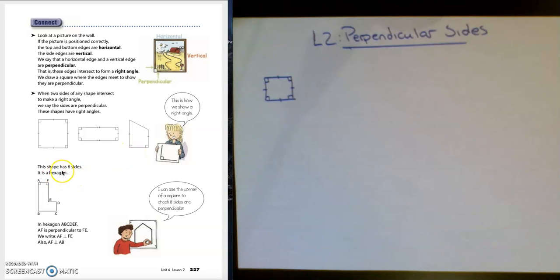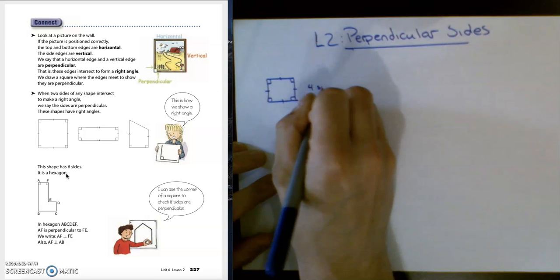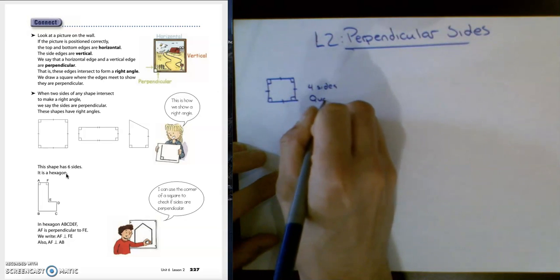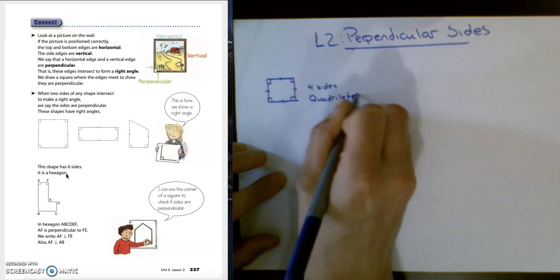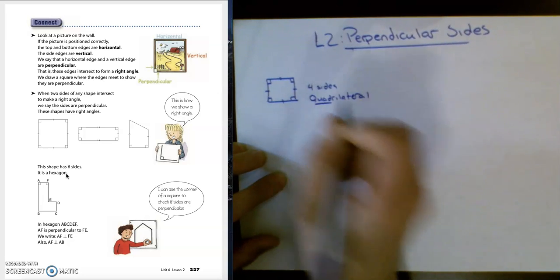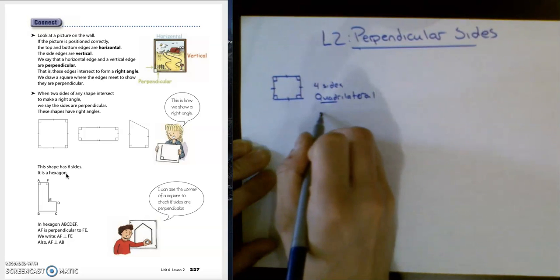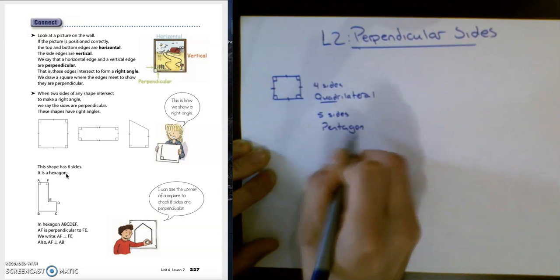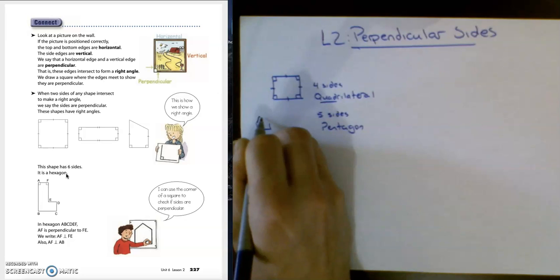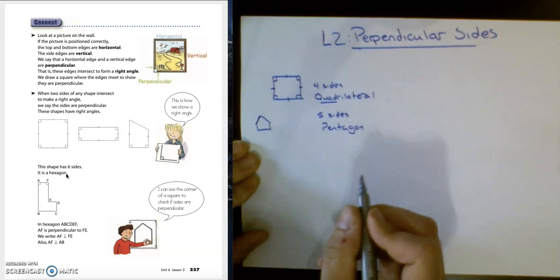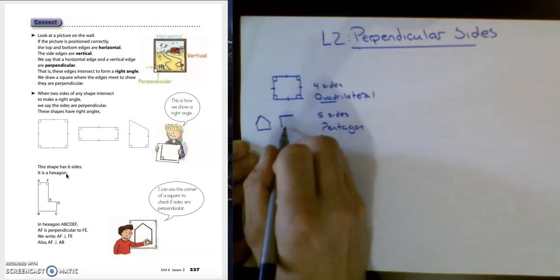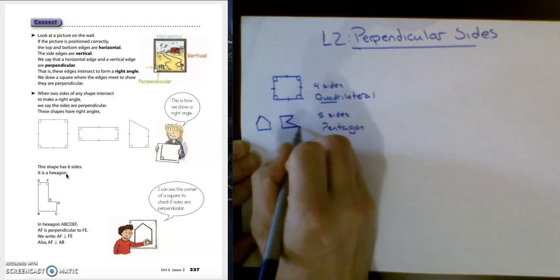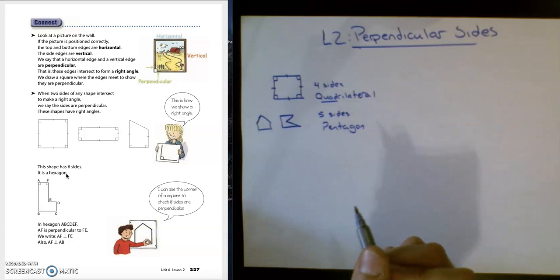Jumping up here, this shape has 6 sides. It's a hexagon, which brings me to my first little aside. This has 4 sides. It is called a quadrilateral, quad meaning 4. If a shape has 5 sides, it's called a pentagon. It could look like your standard pentagon, which looks like a house, in my case, a badly drawn house. But it could be something else, like this. That's also a pentagon. It just has to have 5 sides.